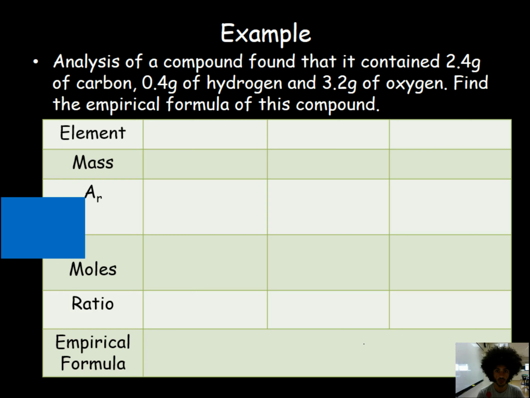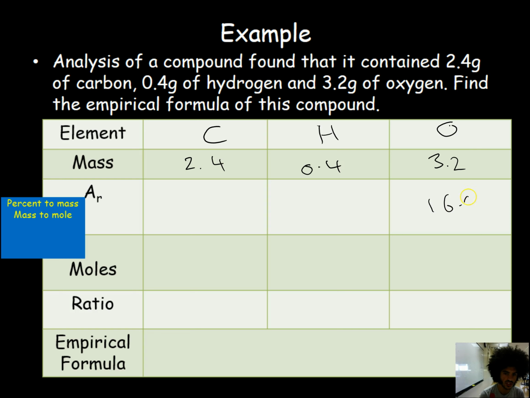I'm assuming you've just paused it and you want to see what the answer is, so let's go through it. So I've got carbon, I've got hydrogen, I've got oxygen. First step is percent to mass. That doesn't count for this problem, so let's go straight to mass to mole. Now the mass of each is 2.4, 0.4, and 3.2. The AR of oxygen is 16.00, hydrogen is 1.01, carbon is 12.01.